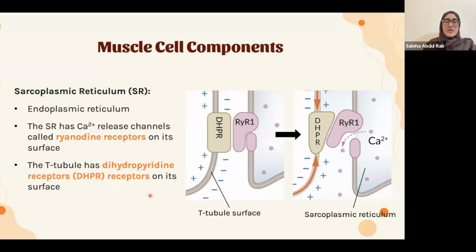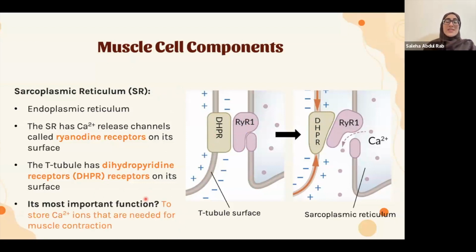Okay. All right. So what is the most important function of the sarcoplasmic reticulum, or one might say the only important function? Not the only. Okay, let's say the most important function. It is to store calcium ions that are later used in muscle contraction. Okay, so we're going to talk about how these two receptors that we see are connected, what they do, and how this eventually opens to allow calcium to come out of the sarcoplasmic reticulum.